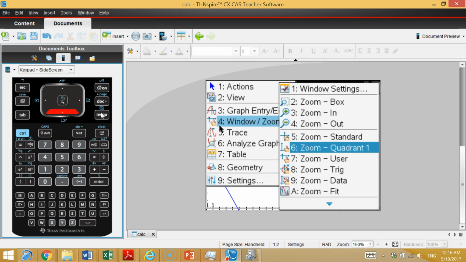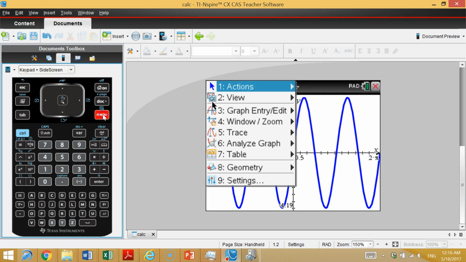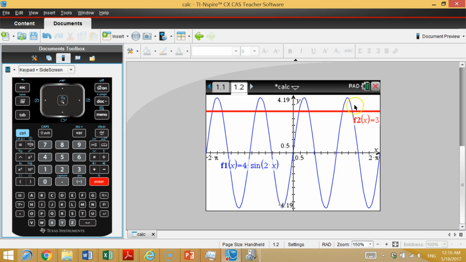You could play with Zoom Trig if you want to. Zoom Trig basically gives you a nice negative 2 pi to 2 pi. And now I'm going to graph 3. So I'm going to go menu, tab, and graph a 3. Now notice 3 cuts across a lot of times.